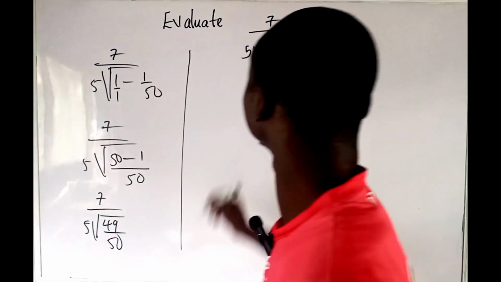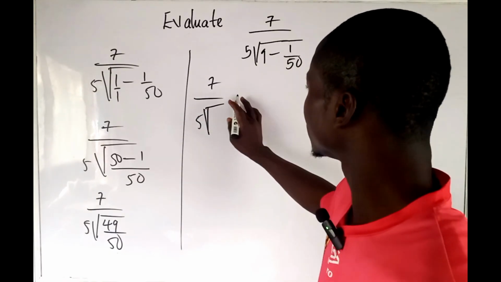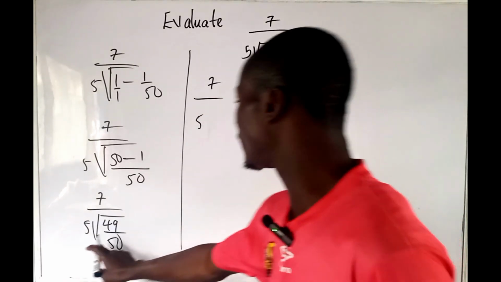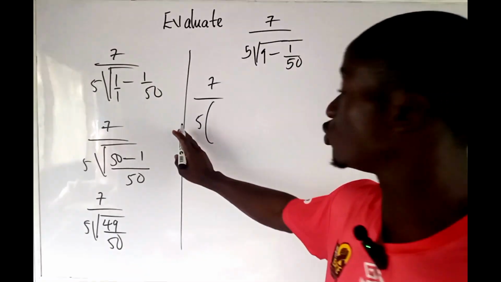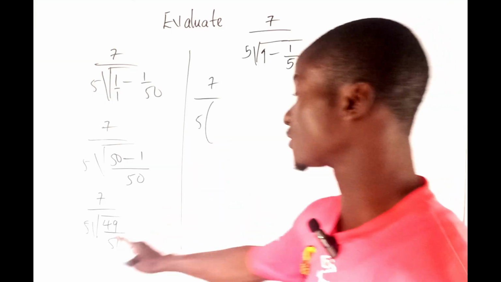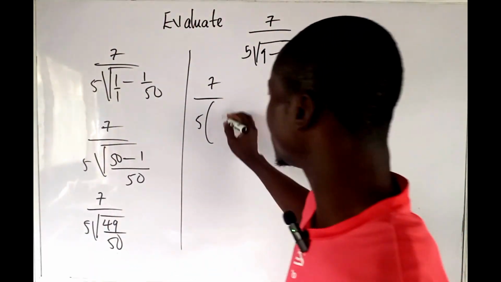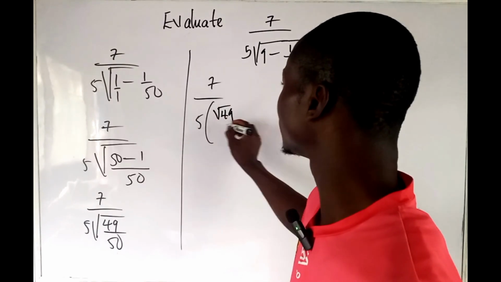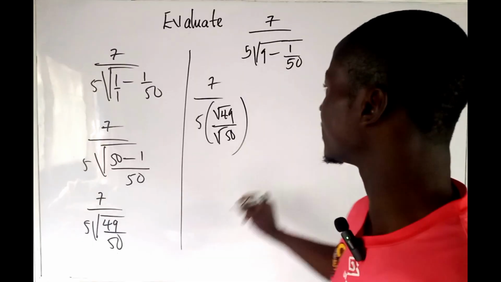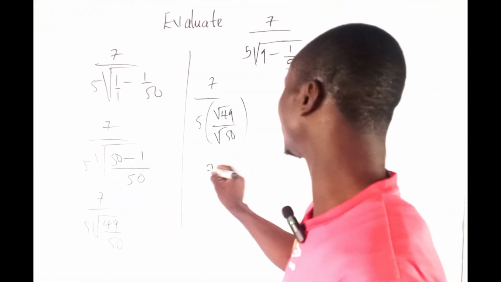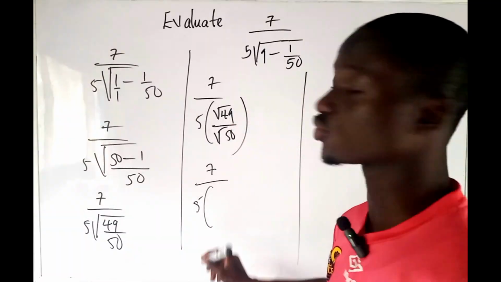So what do we do? We are going to split. We have 7 over 5 root. Now, splitting, don't forget this root is covering both 49 and 50. We use a bracket to denote times, because 7 over 5 is multiplying all this. So we split this root to be root of 49 over root of 50. Close your bracket. So we have 7 over 5 times, 49 is a perfect square, which is 7.